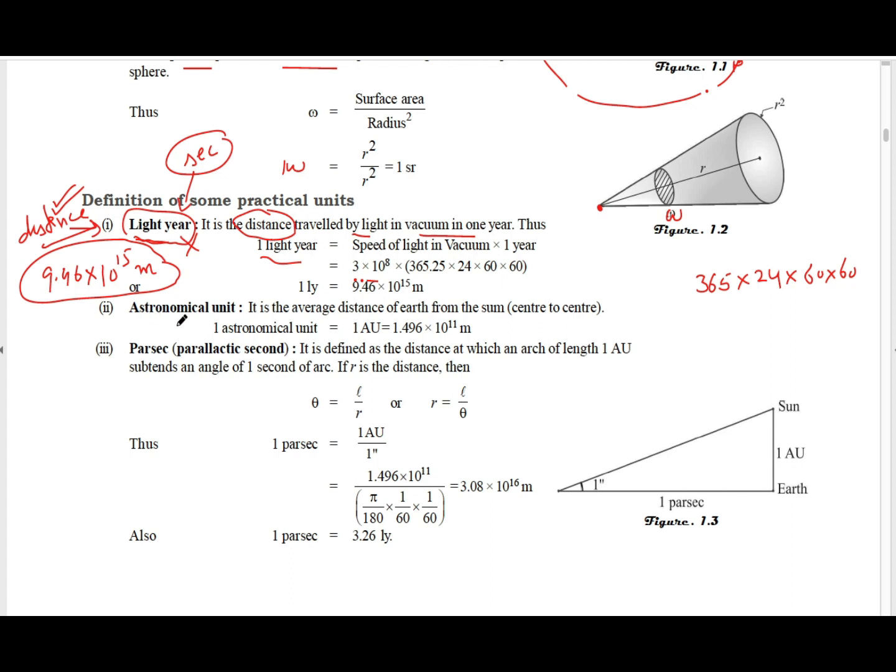Second is the astronomical unit, and it is represented with AU. It is the average distance of Earth from Sun, and this is equal to 1.496 into 10 to the power 11 meter.